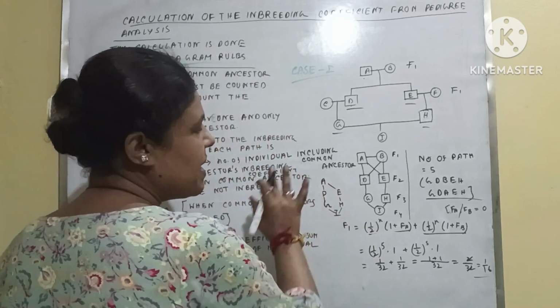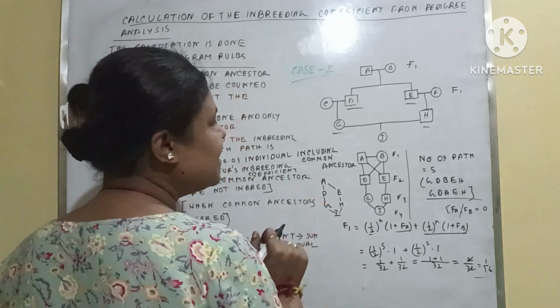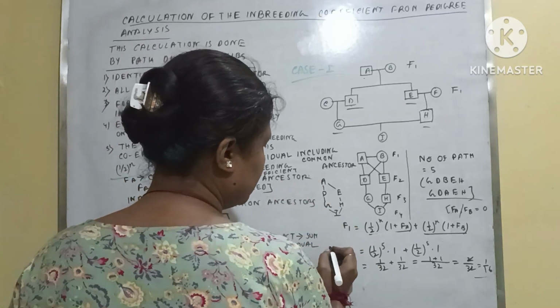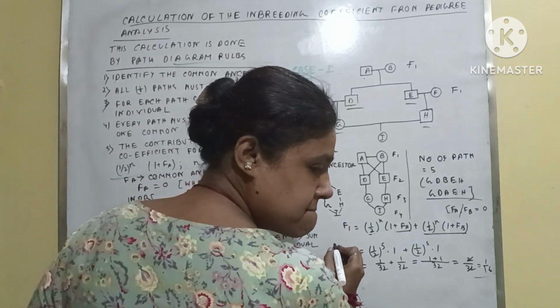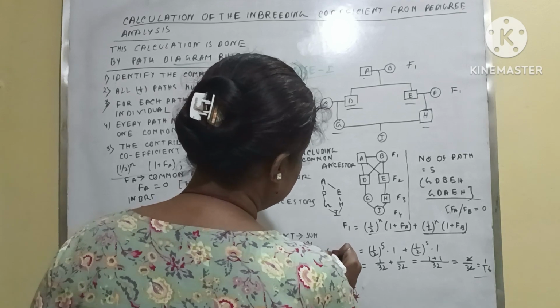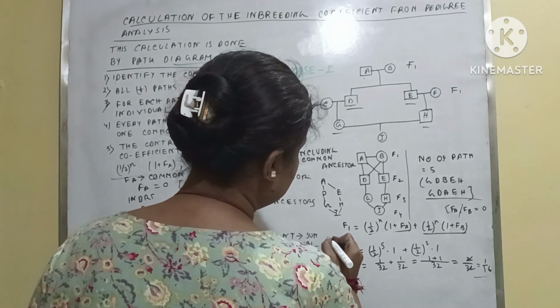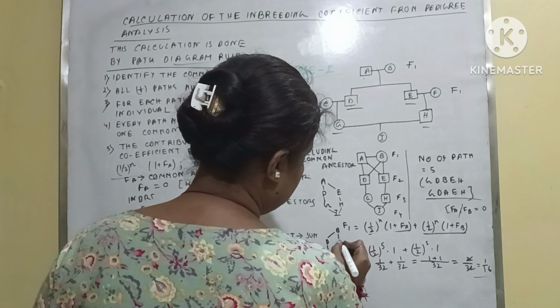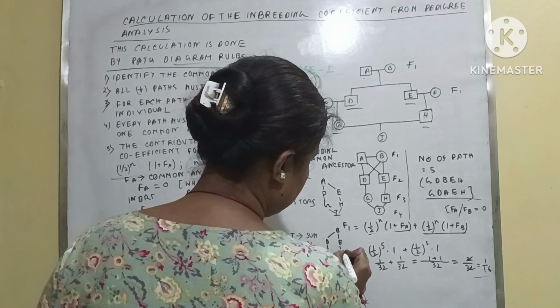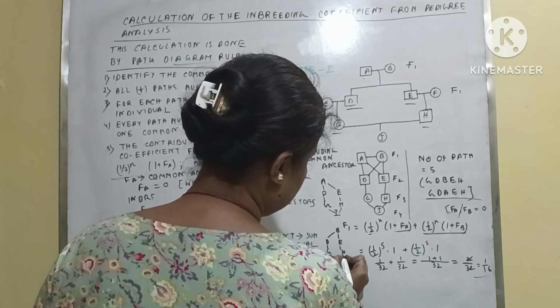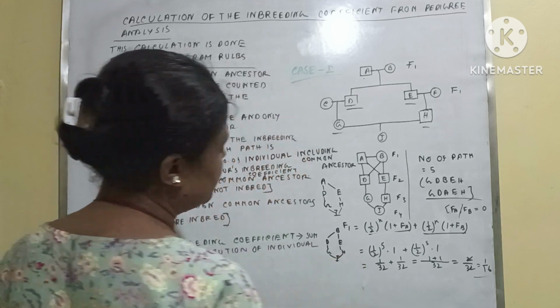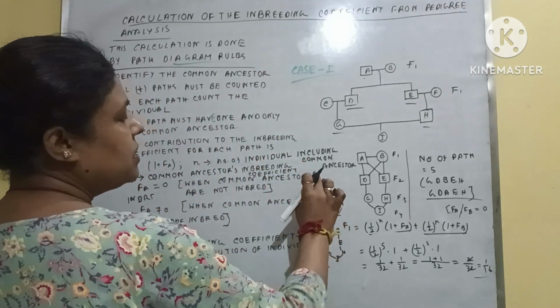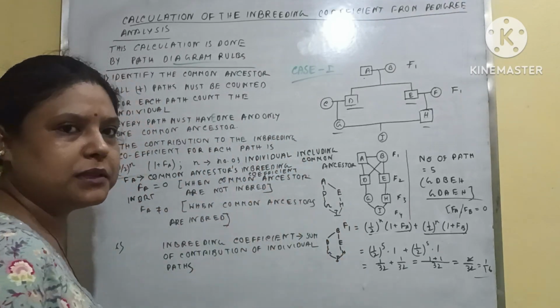Okay, this may be one path, or another you can say in that path. What are these? G, D, B, E, H, I. Okay, this may be one path and this may be another path.